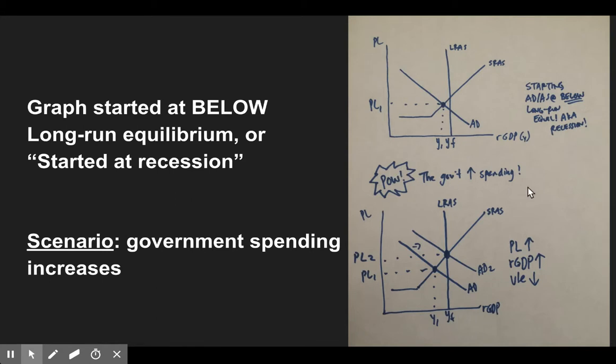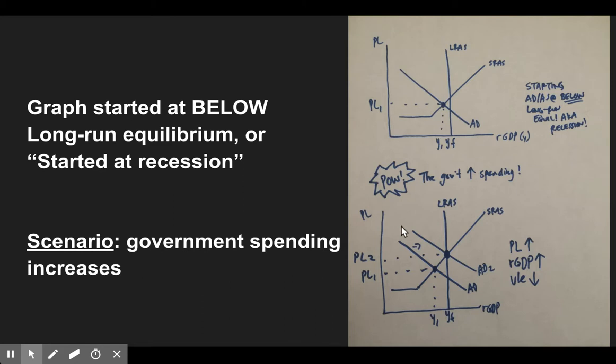So down here, we know that government spending is a shifter of aggregate demand, because government spending is the G component of GDP out of CIGXN. So it is a shifter of aggregate demand. And since the government is increasing spending, that's going to shift aggregate demand to the right, because anything that increases GDP, or increases aggregate demand, will shift AD to the right.